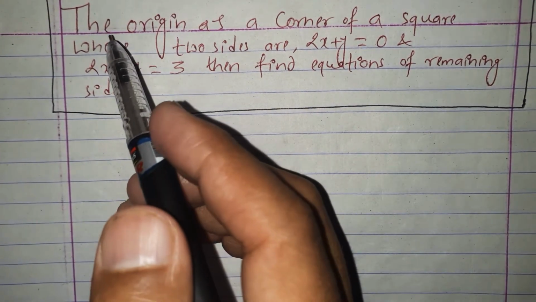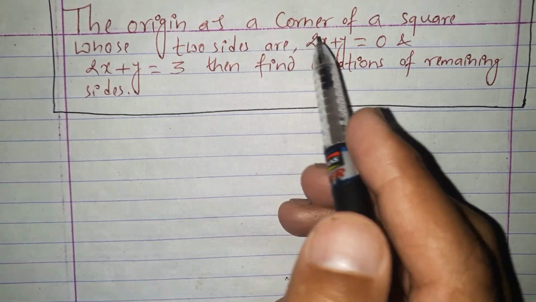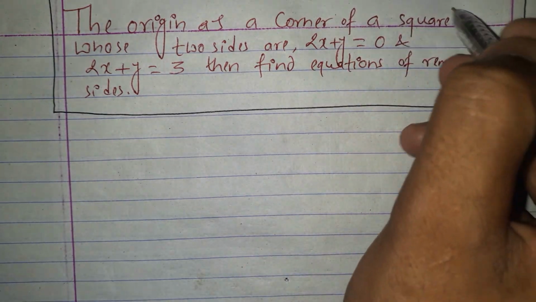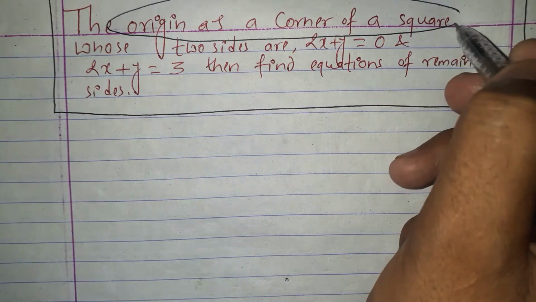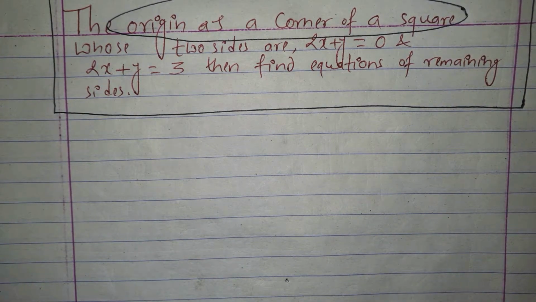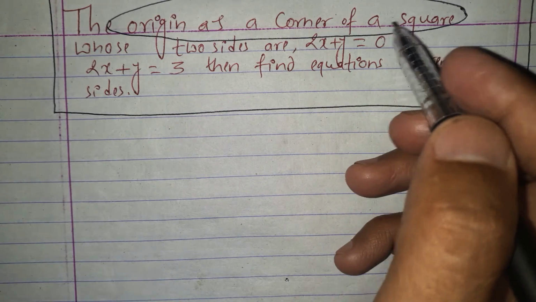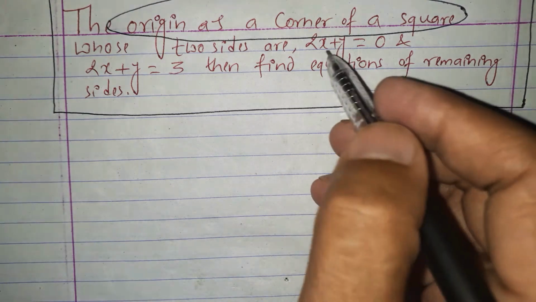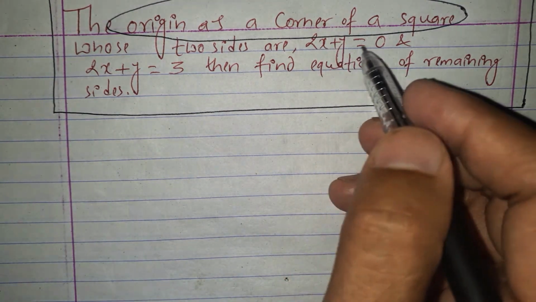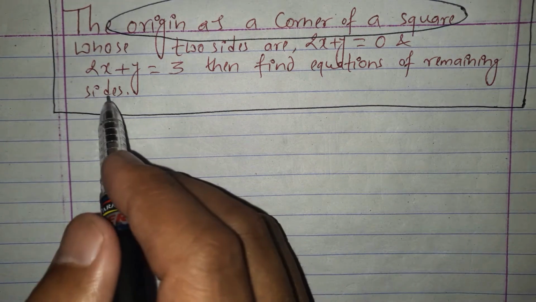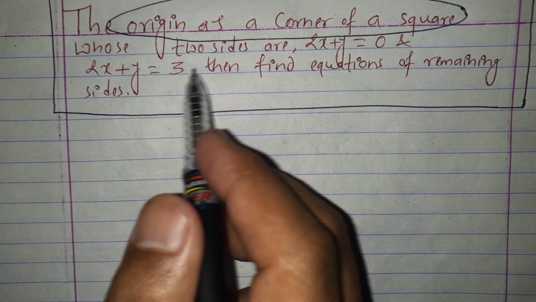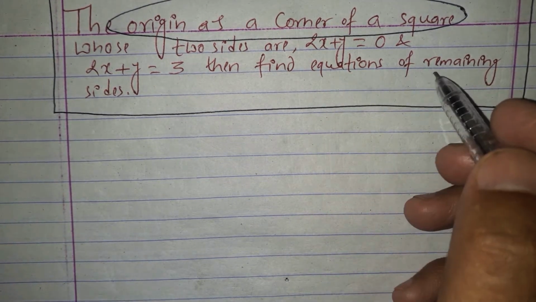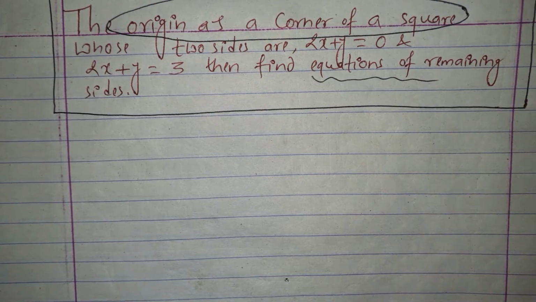Here I have taken a question. The origin is a corner of a square. The very important thing is that the origin is taken as a corner of a square. This is one very important given condition. Two sides of the square are given: 2x + y = 0 is one side, and 2x + y = 3 is the other. These two are the equations of the sides of the square, and we have to find the equations of the remaining sides.